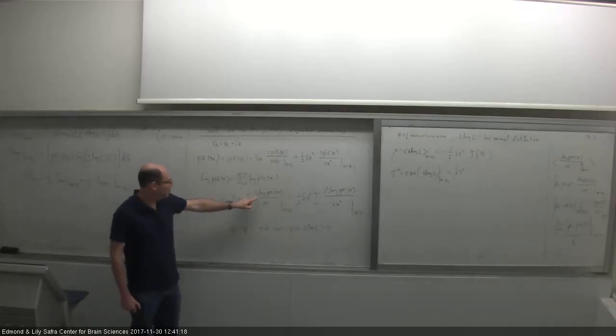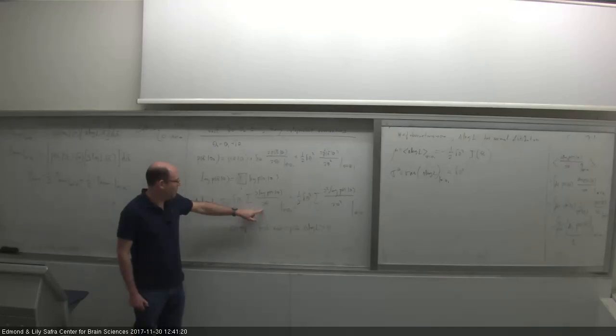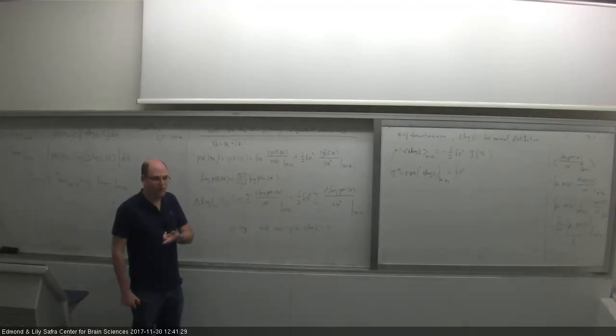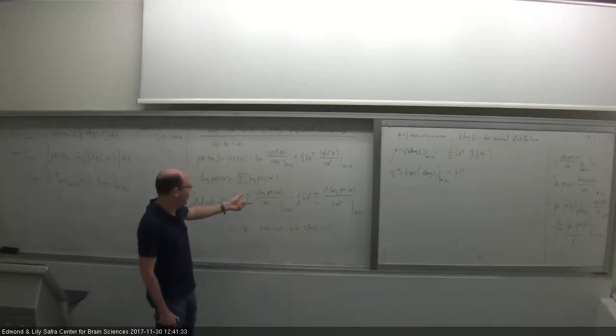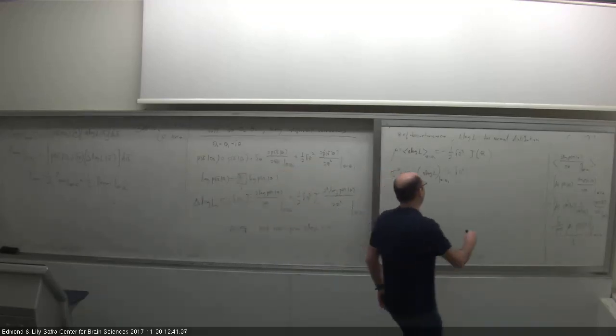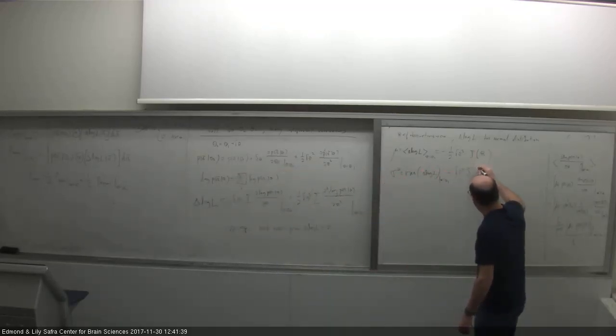And what will it be? The average of d log p of r given theta over d theta, squared. What is that? It's also the Fisher information. It's the other expression for the Fisher information that we wrote in the beginning of the lecture. So I will have a sum over all the neurons of this thing, so it will be the total Fisher information. So we'll have here also J of theta 1.